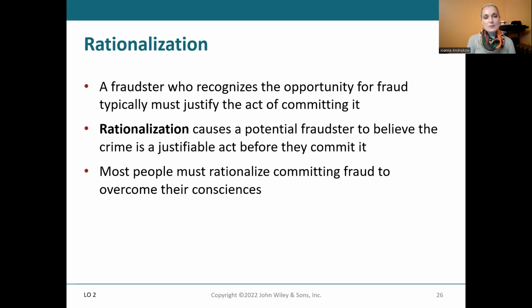Rationalization. A fraudster who recognizes the opportunity for fraud typically must justify the act of committing it. Rationalization causes a potential fraudster to believe the crime is justifiable before they commit it. And most people must rationalize committing fraud to overcome their consciences.